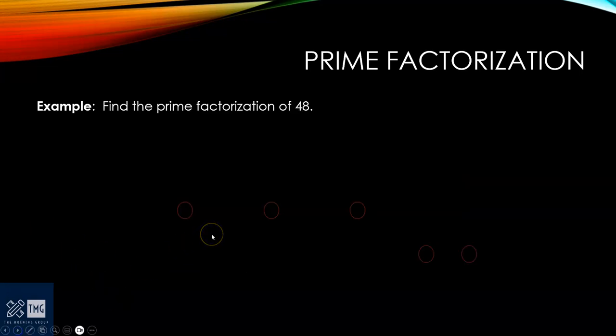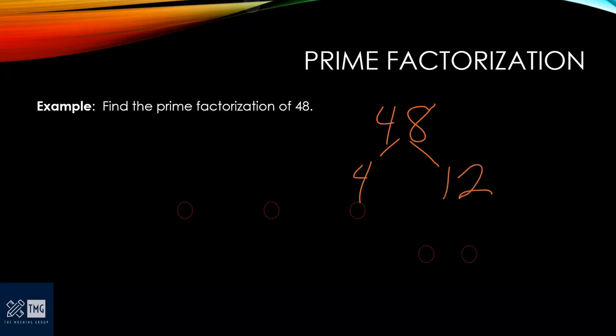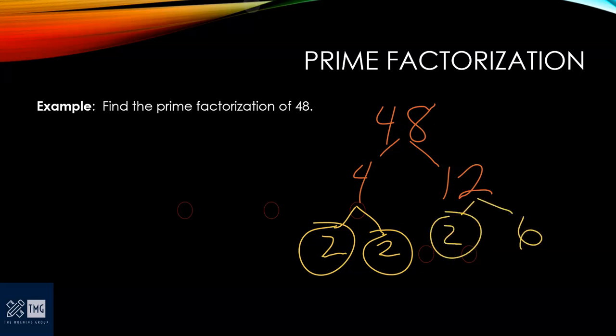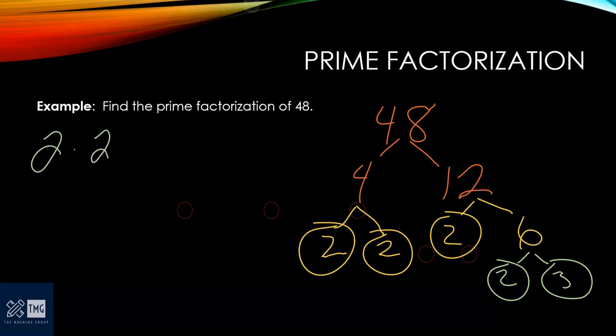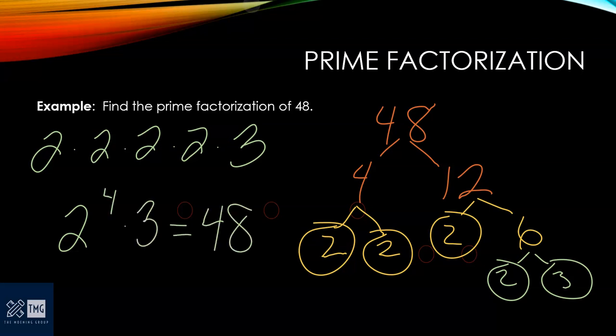Let's do another one. 48. So if I look at 48, this time I'll do it a little bit differently, but 48 jumps out as 4 times 12. And again, it doesn't matter where you start. I then see that 4 breaks up into 2 and 2, so I can do that one. 12 is 2 and 6, and then 6 breaks down into 2 and 3. So when I see this, I've got 2 times 2 times 2 times 2 times 3. So that means 2 to the 4th power times 3 equals 48.